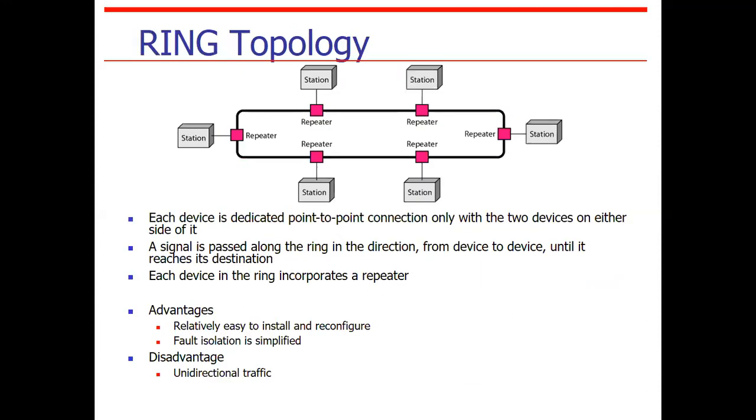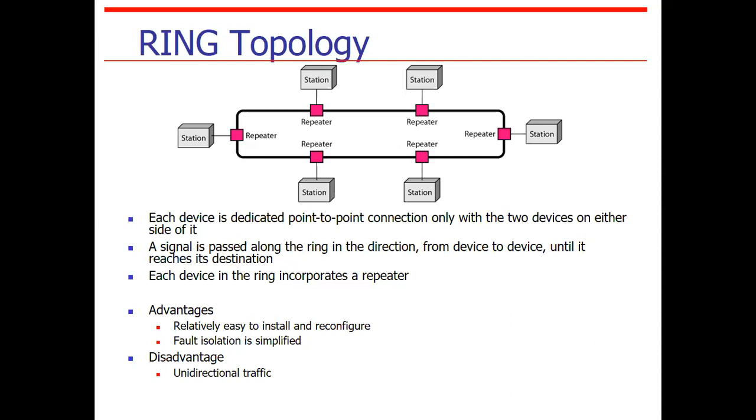Next, ring topology. It is a formation of a ring. Each device has a dedicated point-to-point connection only with the two devices on either side of it. A signal is passed along the ring in one direction, from device to device, until it reaches its destination. Each device in the ring incorporates a repeater. What are the advantages? It is relatively easy to install and reconfigure, and fault isolation is also simplified.